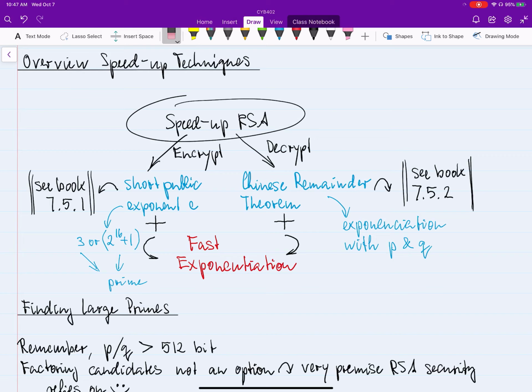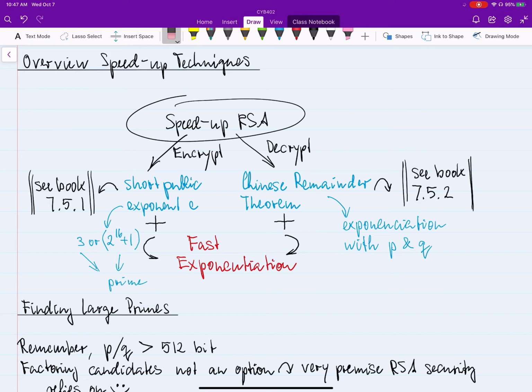So exponentiation is going to hurt with a large exponent, no matter what. One way to speed this up is based on what is called the Chinese remainder theorem. What that comes down to is, instead of doing exponentiation with one large number, we do exponentiation with two smaller numbers, basically with p and q that we had before.